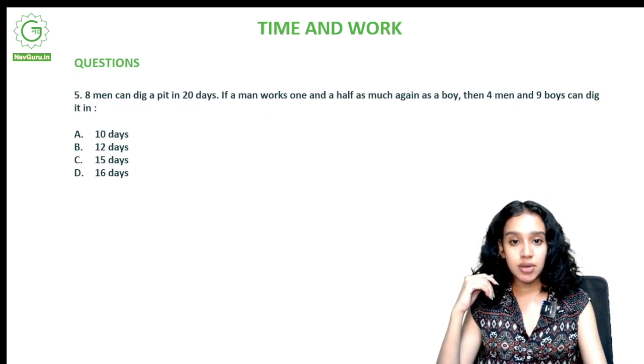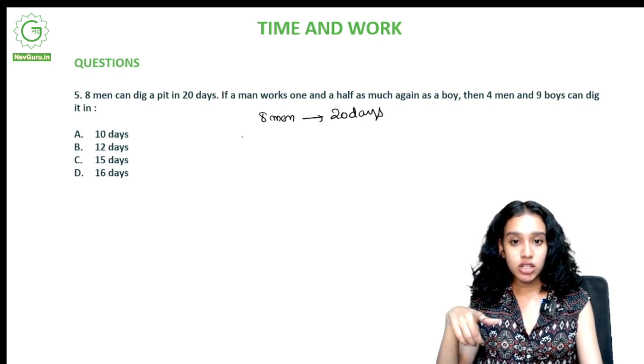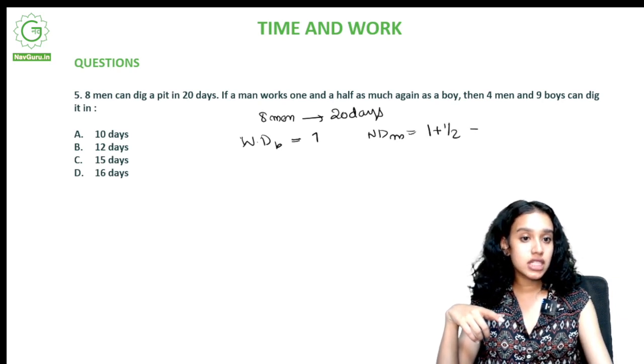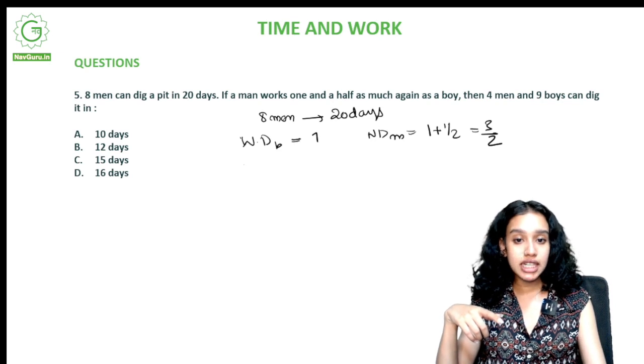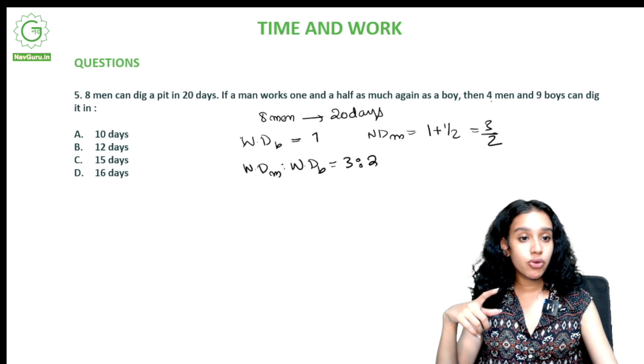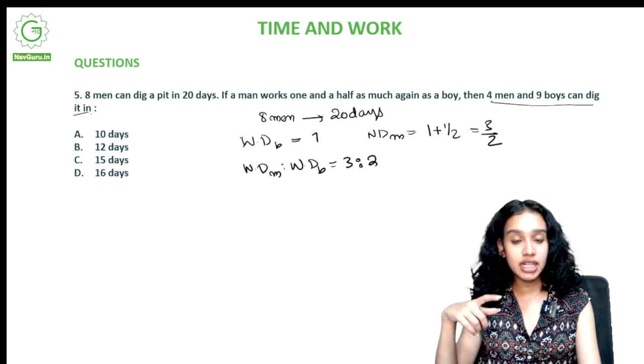8 men can dig a pit in 20 days. If a man works 1.5 as much as a boy, so the work done by a boy is equal to 1, then the work done by a man is equal to 1 plus 1 by 2, which is equal to 3 by 2. So the ratio of work done by the man to the work done by a boy is equal to 3 is to 2. Now we have to find 4 men and 9 boys can dig it in how many days, right?